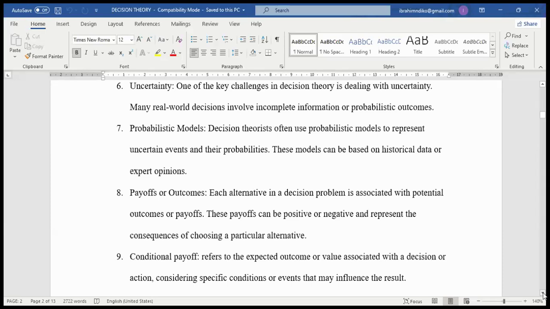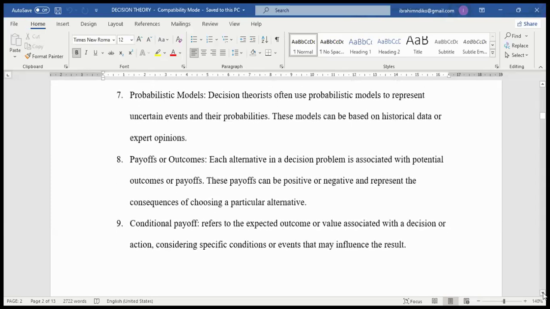Now, one key challenge in decision theory is dealing with uncertainty. Most real-world decisions involve incomplete information or probabilistic outcomes. When we talk about uncertainty, this is a situation where we don't have any clue of what will happen. And therefore, it is usually represented using probability. We don't know the outcome. We don't know the list of alternatives that we may choose from because maybe it is changing from time to time. So we don't have perfect information in the market, and then we term it uncertainty.